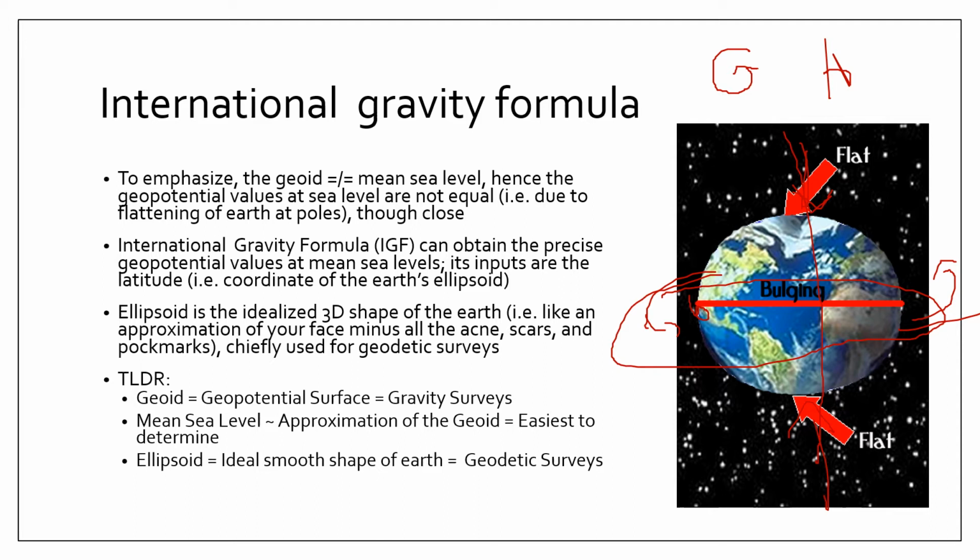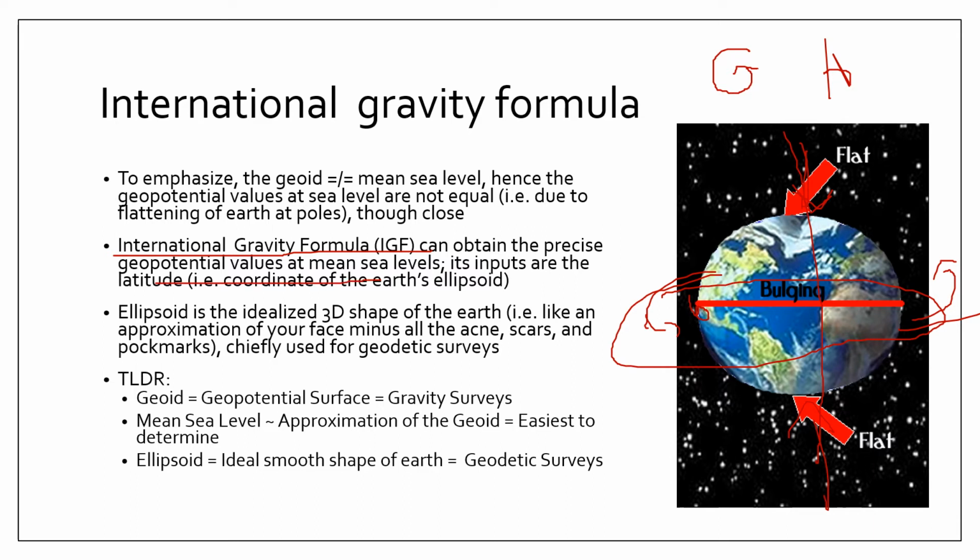Right, so what the scientists did is that they agreed upon the international gravity formula, which aims to model the distribution of the gravitational geopotential or the gravitational acceleration through the Earth. And what the IGF models is mainly just the polar flattening.